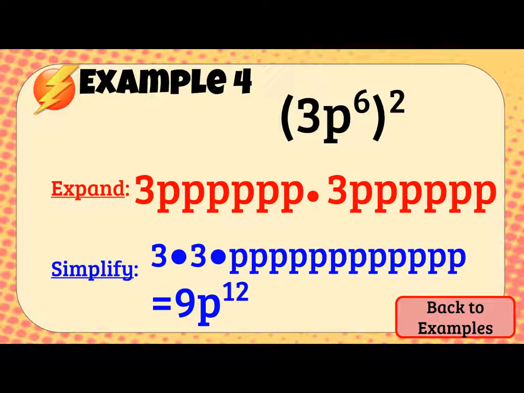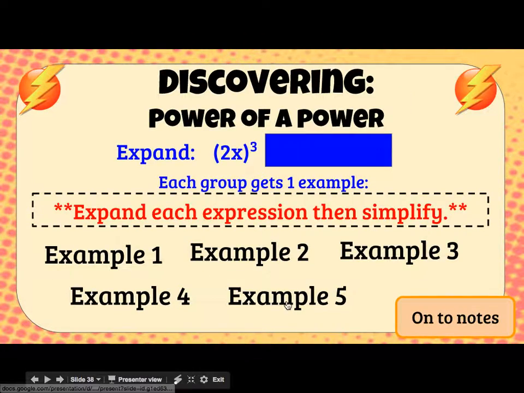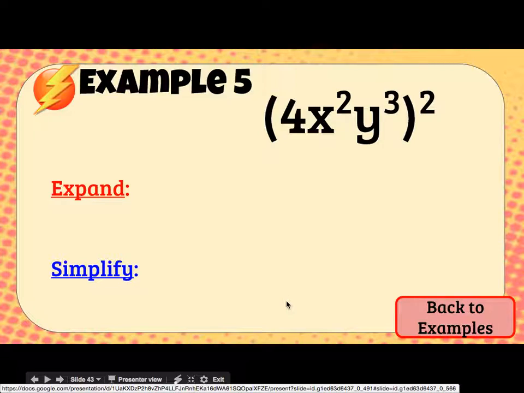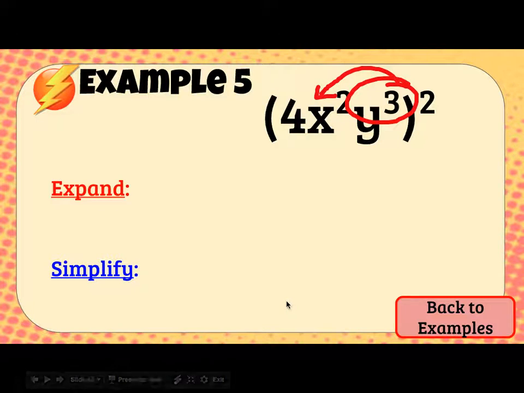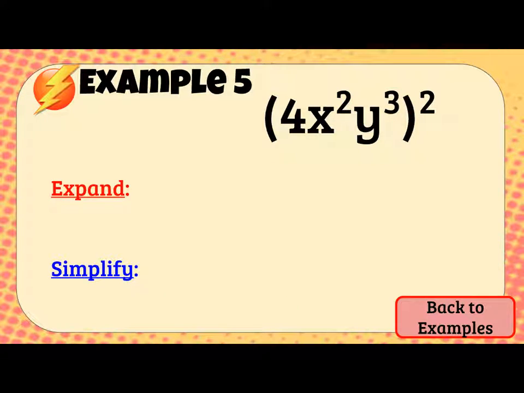Okay. The next example and the last example looked like this. So this one was quite a doozy that we did in class, but we have this whole thing expanded, and we have this twice.